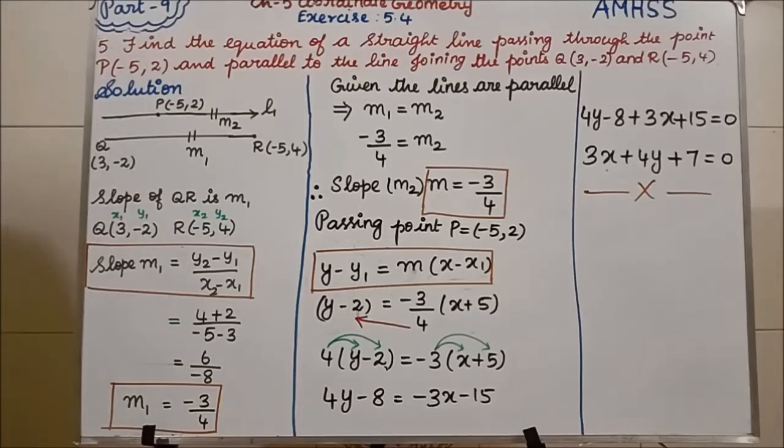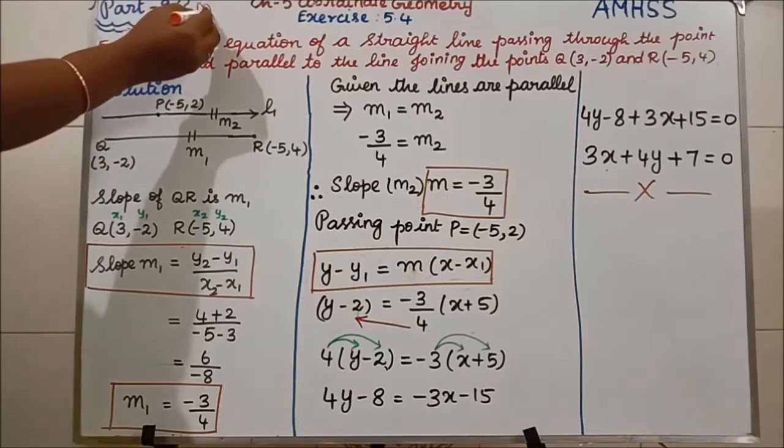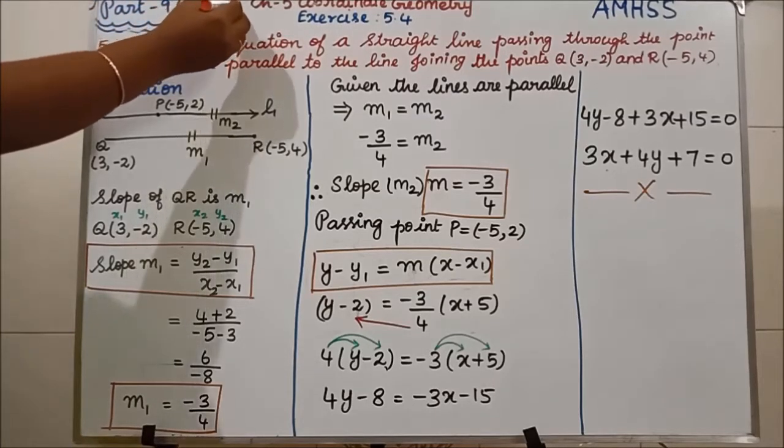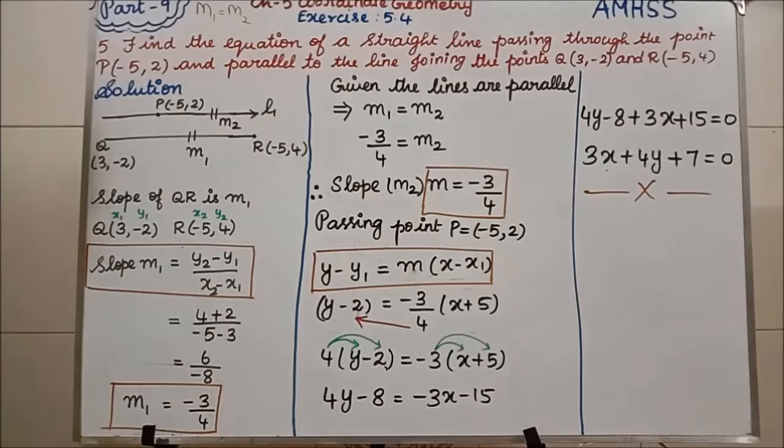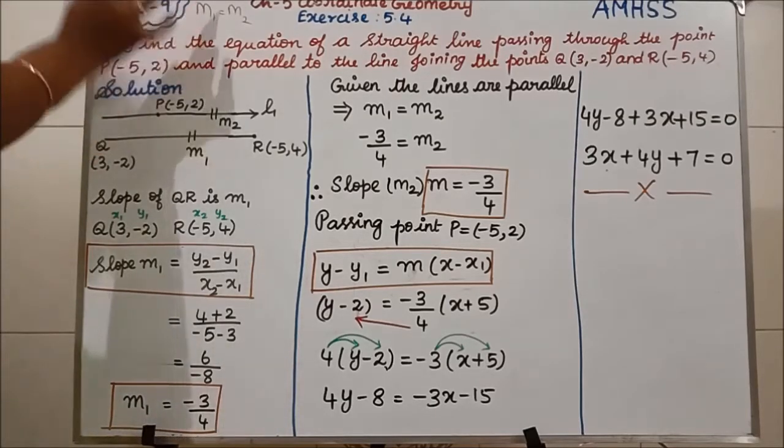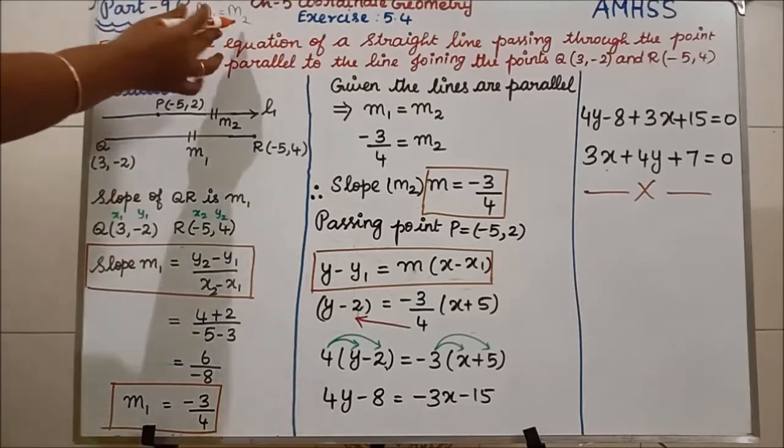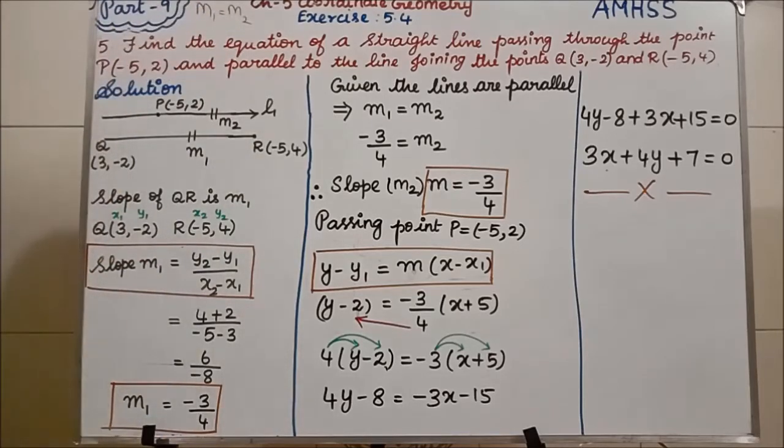Students, if the question says parallel, immediately what is the formula for parallel? Slope m1 is equal to m2. That is our parallel formula. Isn't it? Whatever answer you get for slope m1, that is the answer for m2 also. Clear, students? Now shall we proceed?